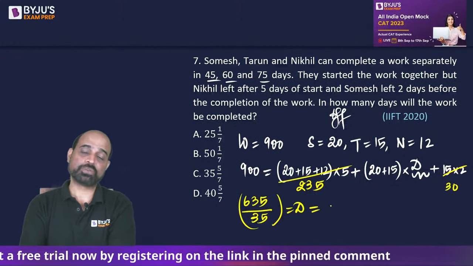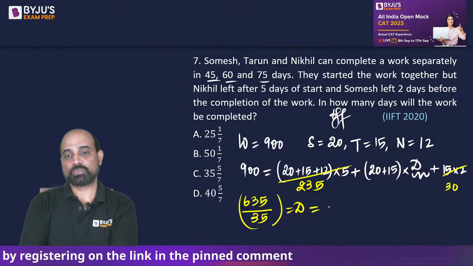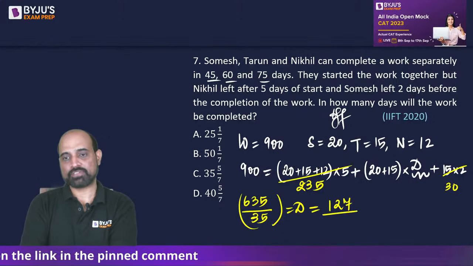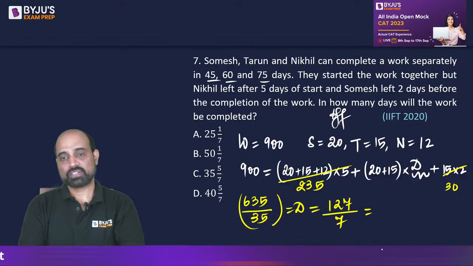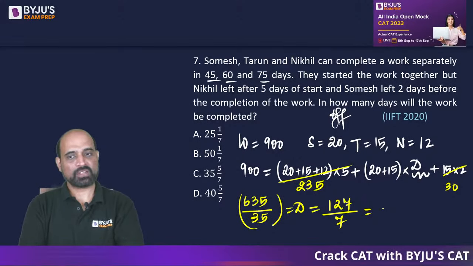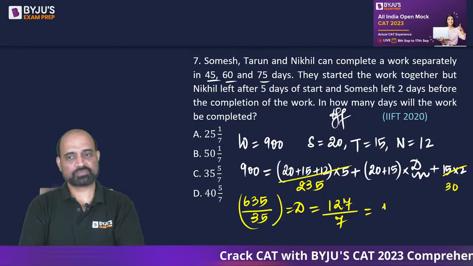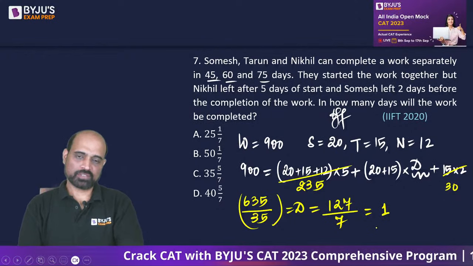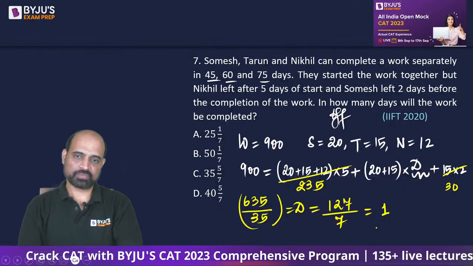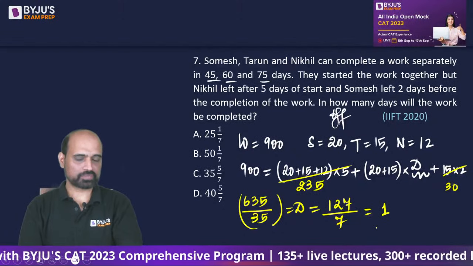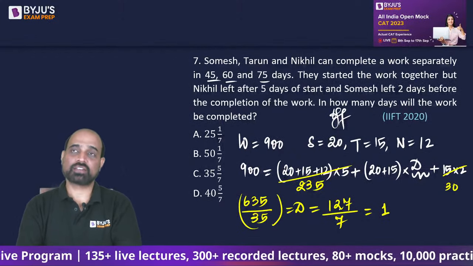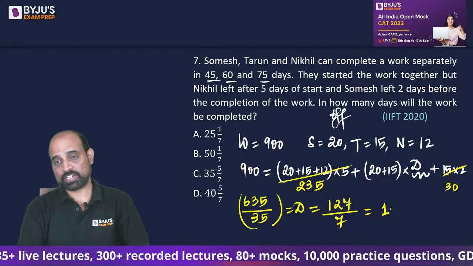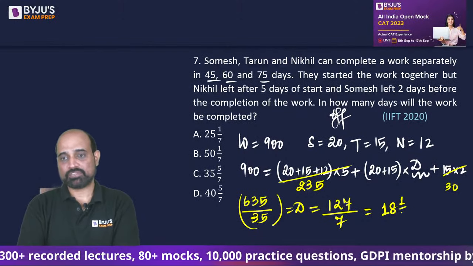Both are divisible by 5. So this is going to be 127 by 7, right? This is going to be more than 10. I hope there is no calculation mistake. It's not. So we will have 7, 126 we have, right? 126 means 18. So 18 1 by 7 we will have.